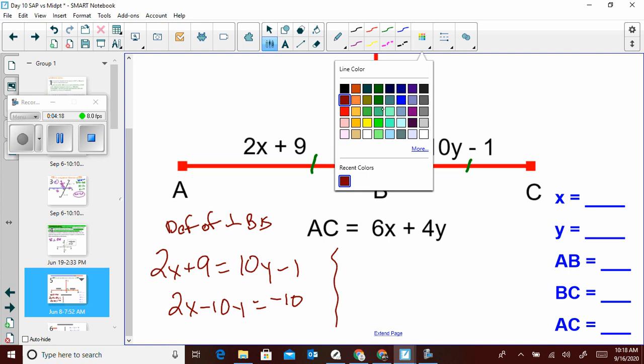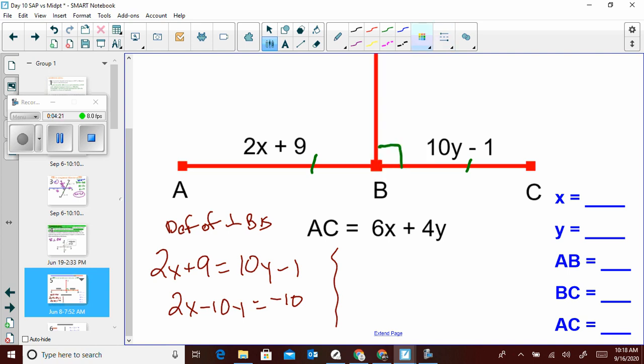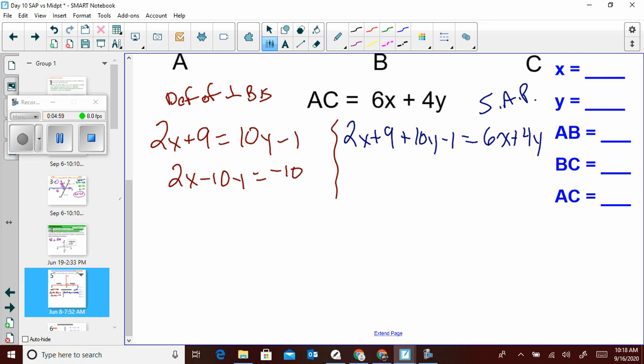Now we need another equation. We had this AC is 6x plus 4y. What do I know about this segment, and the entire segment AC? Yep. The sum of the two smaller segments equal the larger by segment addition postulate. Good job. 2x plus 9 plus 10y minus 1 equals 6x plus 4y. Again, you have to explain everything you set up. Whenever you set up an equation, you have to explain it. The reason you know this is by the segment addition postulate. This is worth as many points as just setting it up.